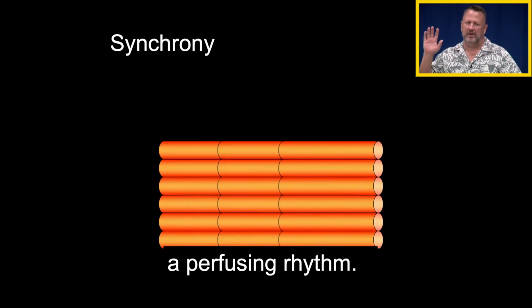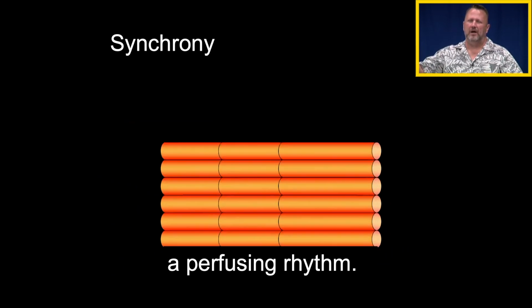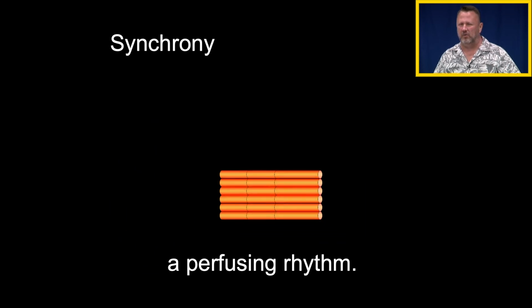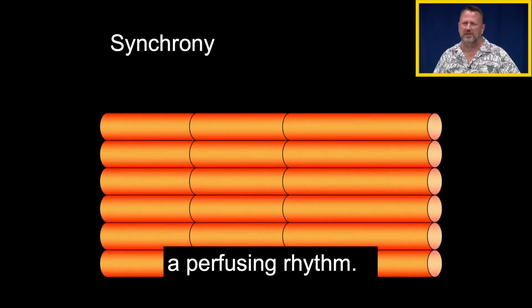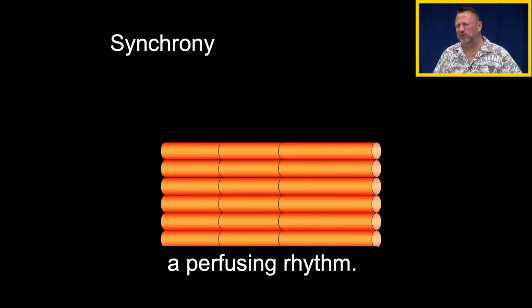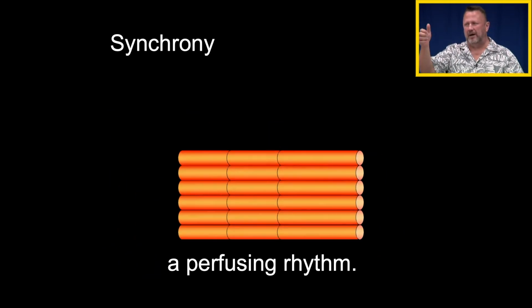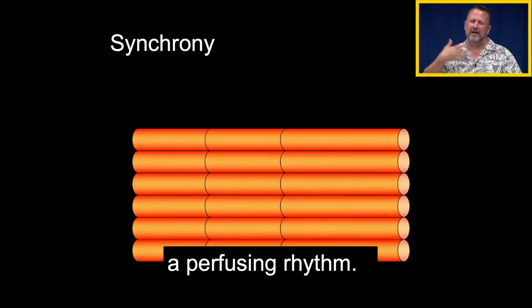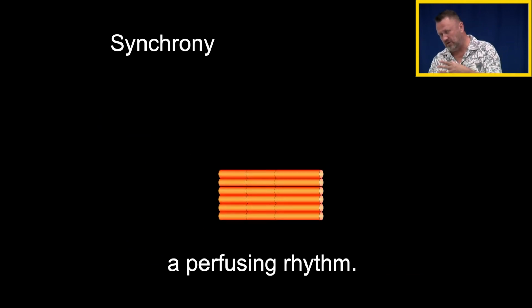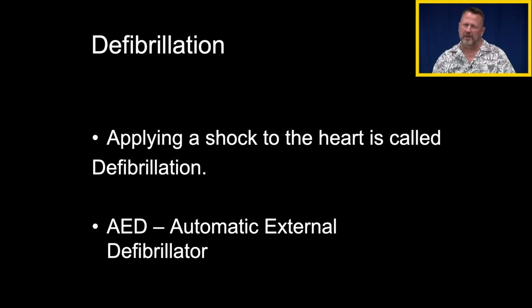And so I've been in plenty of codes where everybody's celebrating this moment of synchronized rhythm on the heart strip. Unfortunately, their blood pressure is like 60, and it's not really a perfusing rhythm. And so after you've had a change, after a shock, then you want to immediately know what your pressure is, and then in the algorithms there will be things that you need to do once you have converted a rhythm. And so again, applying the shock to the heart is called defibrillation.